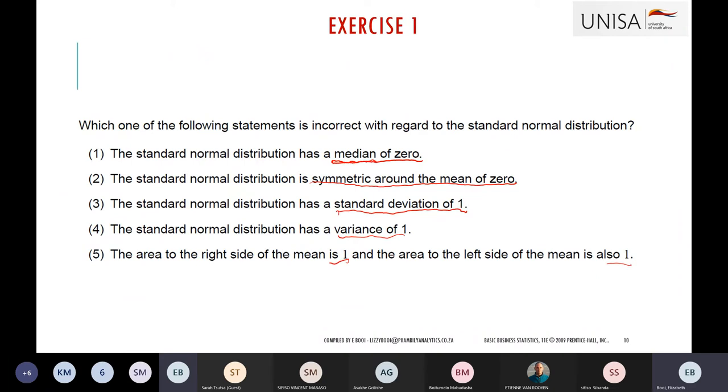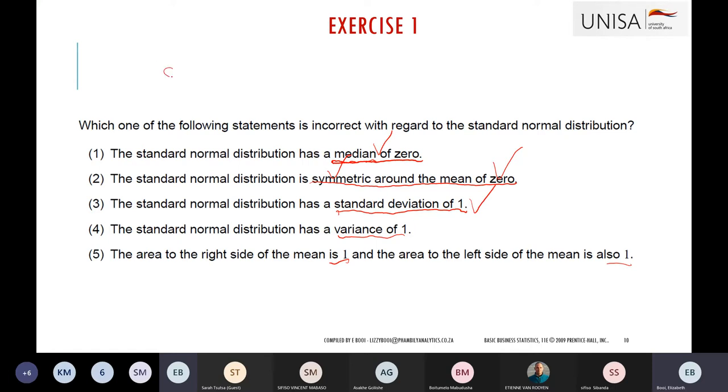The mean, the median are the same. We know that normal distribution is distributed with the mean of 0. So therefore, it means it's symmetric, mean of 0, correct. Then if the mean is 0 and we know that it's a normal distribution, then also the median should be 0 because the mean and the median are equal. We also know that it is distributed with the standard deviation of 1. Therefore, that is also correct.